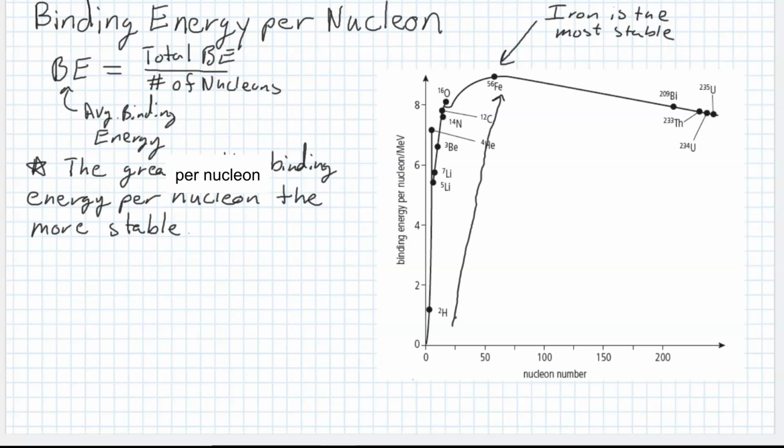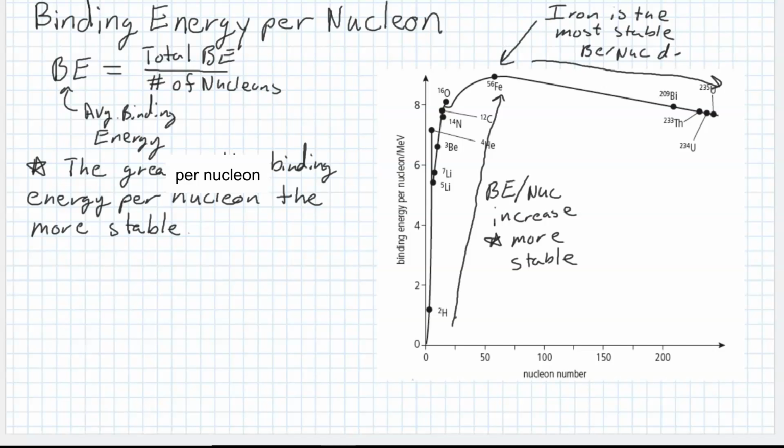So as I go from 0 nucleons to iron, I become more stable, so I increase my binding energy per nucleon. As I add more nucleons to my nucleus, I increase the stability until I get to iron. However, once I get to iron, my binding energy per nucleon decreases, meaning I'm becoming less stable as I add nucleons.